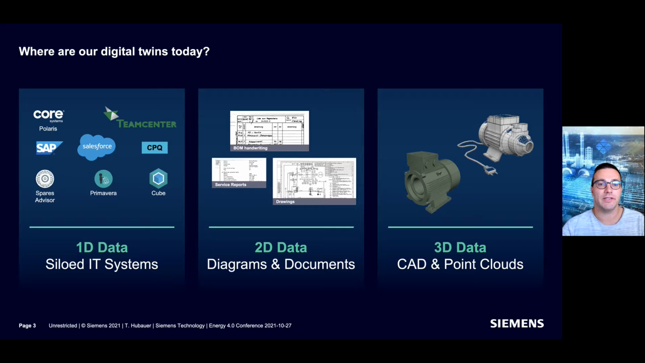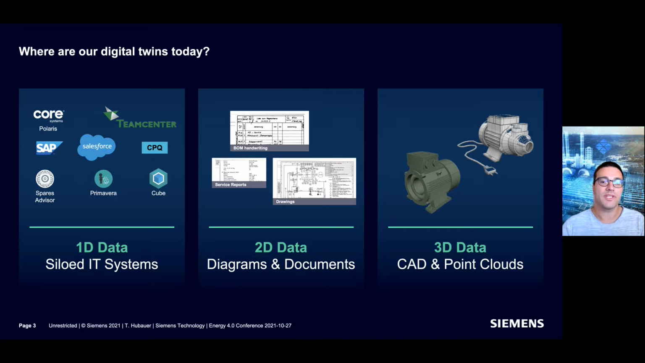This is diagrams and documents. Especially in context of brownfield data, it's obvious that a lot of historic data talking about your assets is not available in digital systems. Instead, you will find this information in service reports, in drawings, maybe even in handwritten documents. So there is a challenge to make this information, the data contained in those documents, accessible for your processes by making it part of your digital twin.